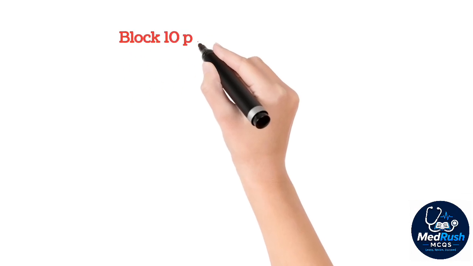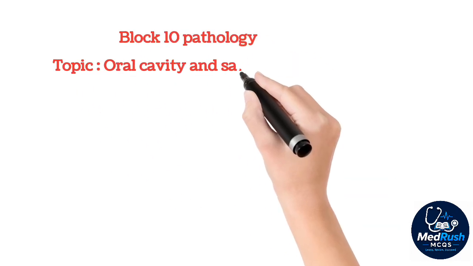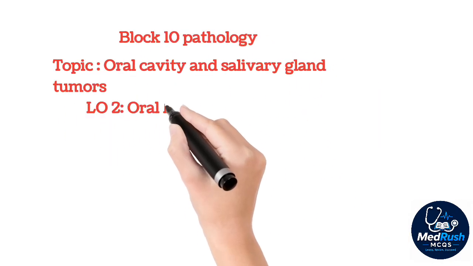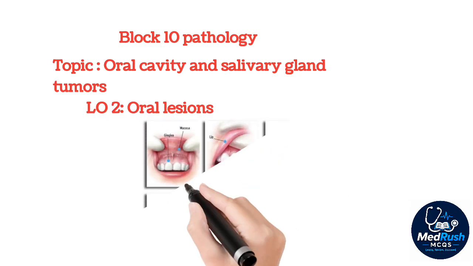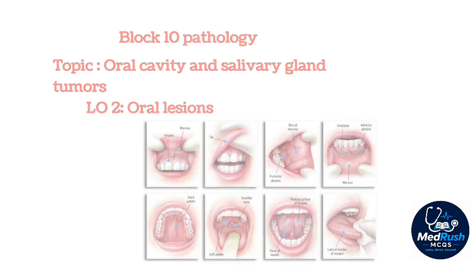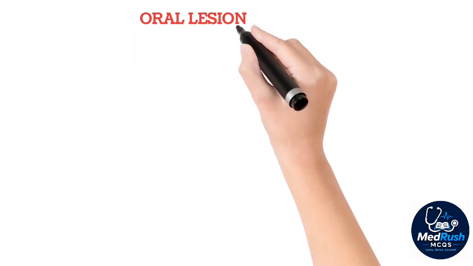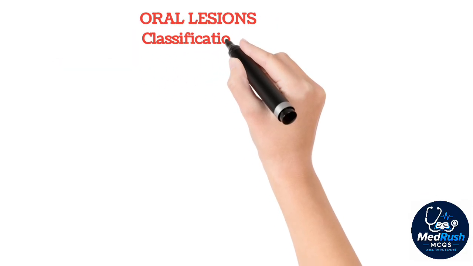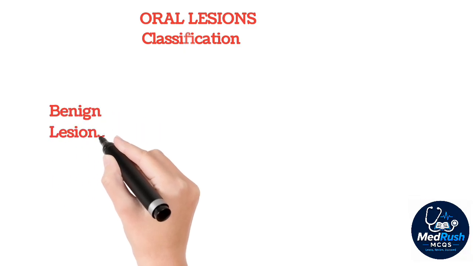Today we will quickly revise oral lesions in pathology, and at the end there would be MCQs. Oral lesions are abnormal changes in the tissues of the oral cavity. Understanding their morphology is crucial, as some lesions could progress to malignancy if undiagnosed or untreated. Oral lesions are broadly classified into benign, premalignant, and malignant lesions.